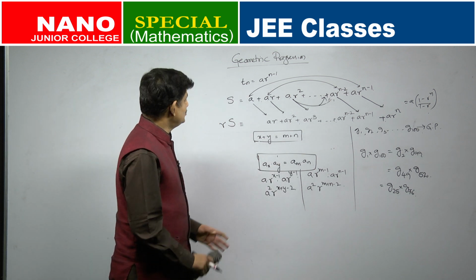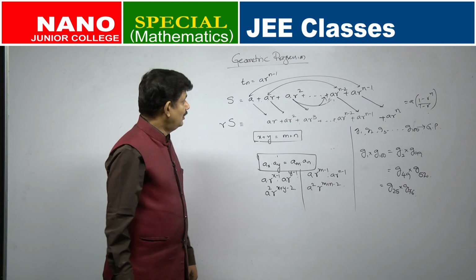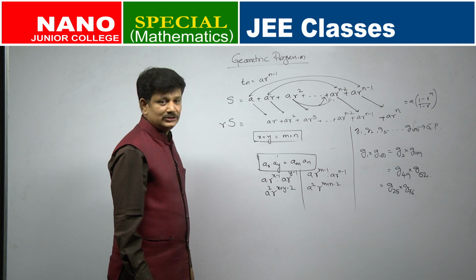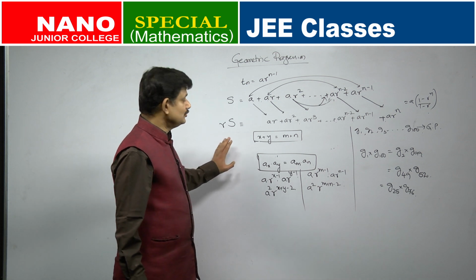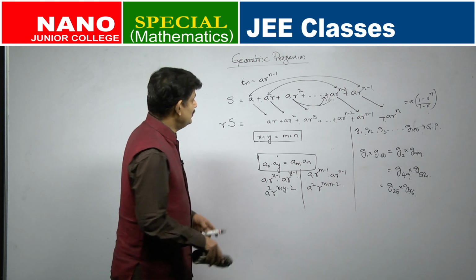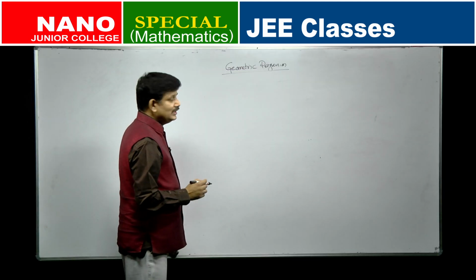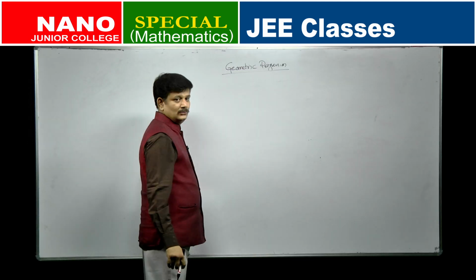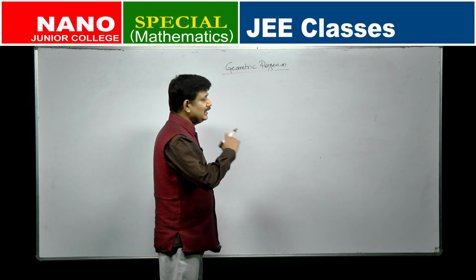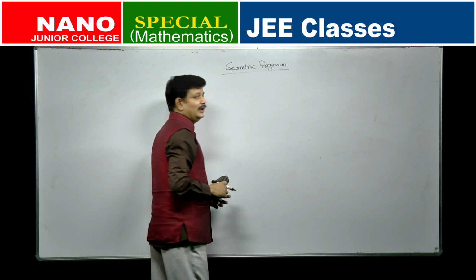After this there are also some properties which club AP and GP together, which have to be discussed with both AP and GP together. All those properties we will discuss. Before moving to those properties and some numericals, let us look at one more concept, which is an infinite geometric progression. What is an infinite geometric progression? It is a normal geometric progression, but the number of terms we will take as infinitely large.